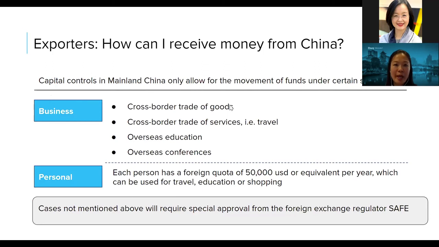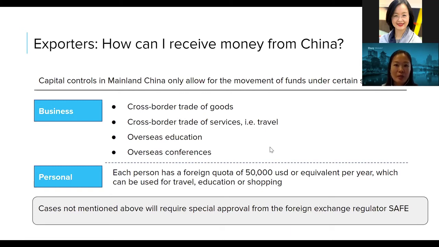Now going to the exporter side, right? If I'm a UK exporter looking to sell or already selling into China, what do I need to take into account? Because as most of us know, there are currently strict capital controls in mainland China to move money inside and out.